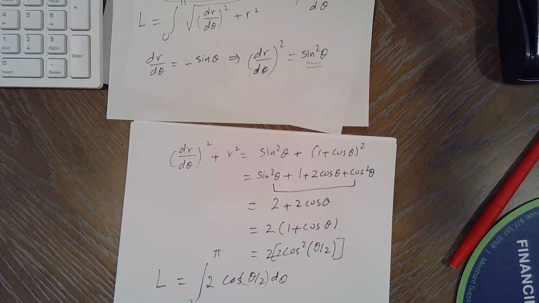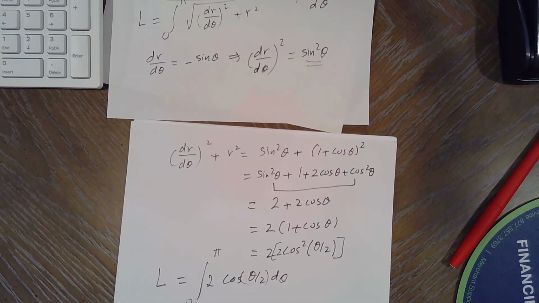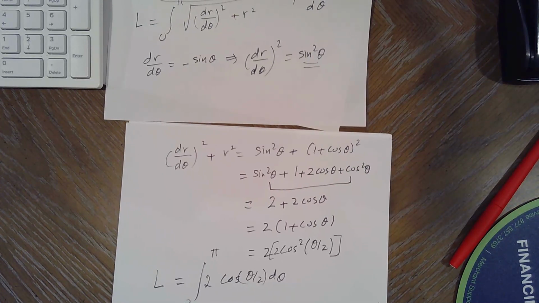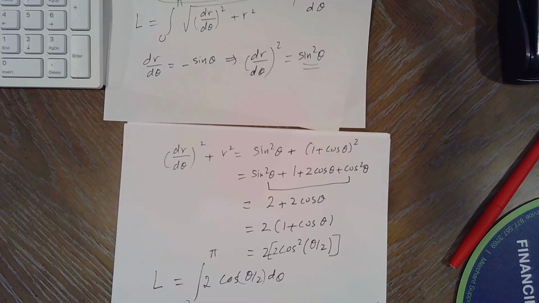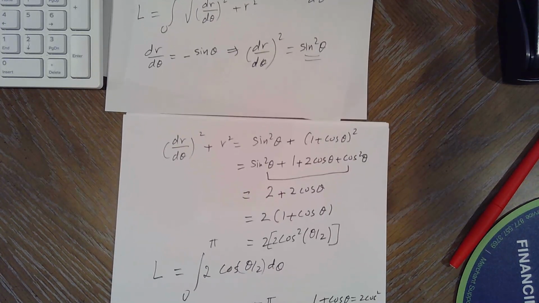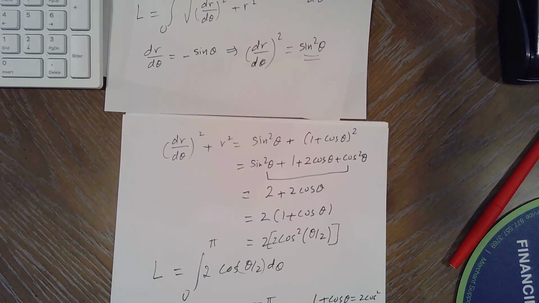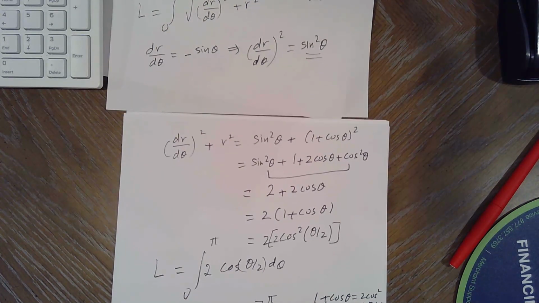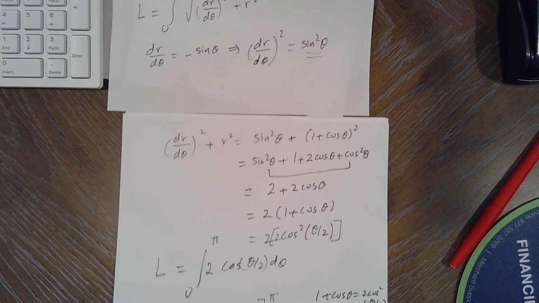Alright, so we pull the 2 out, integral of cosine is sine, times 2. So it's going to be 4 sine of theta over 2 from 0 to pi, which is 4 times sine of pi over 2, which is 1, minus 0, which is just 4.